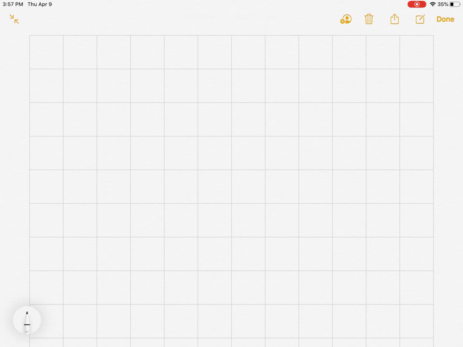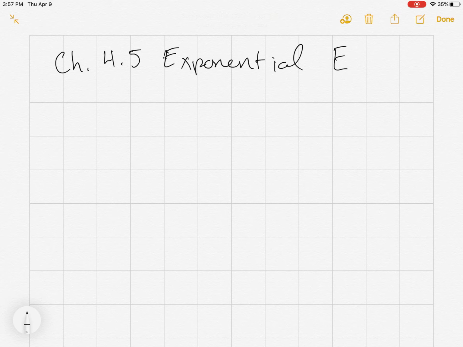All right, hello everybody. So today we're going to be covering the information found in chapter 4.5, which is on exponential equations. All right, so as before, when we're talking about equations, that's just one thing is equal to another thing. We're solving for the unknown values. But in this case, we're talking about equations that have exponentials in them.